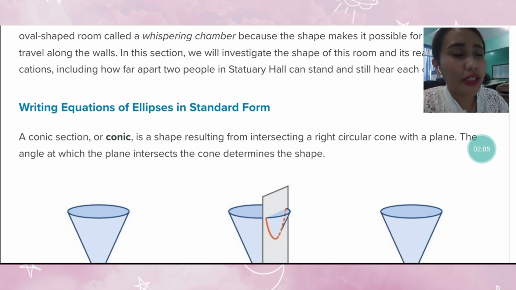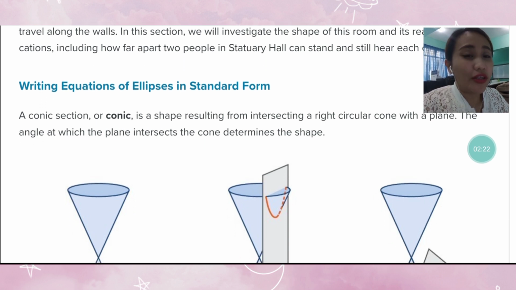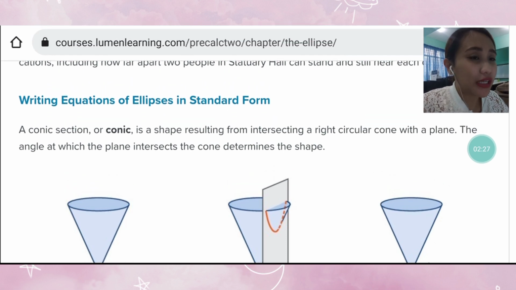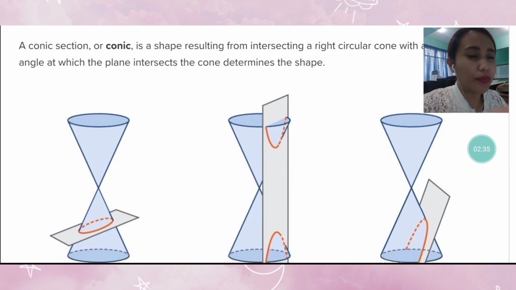So we now proceed to writing equations of ellipses in standard form. And at this point, let's try to recall the definition of a conic section, which we have discussed before. A conic section is a shape resulting from intersecting a right circular cone with a plane. The angle at which the plane intersects the cone determines the shape.